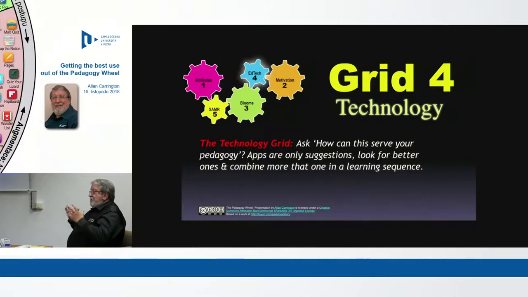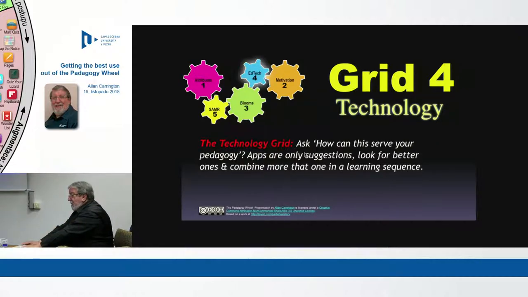This is the technology grid. The decisions you make about attributes, which we'll get to, and the decisions you make about SAMR are all connected. So you change one, you'll change them all. And this is the technology grid, and how can this technology serve your pedagogy? Okay, and the apps of the pedagogy wheel are only suggestions.